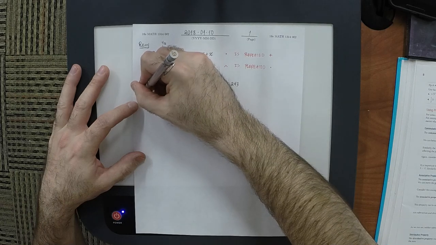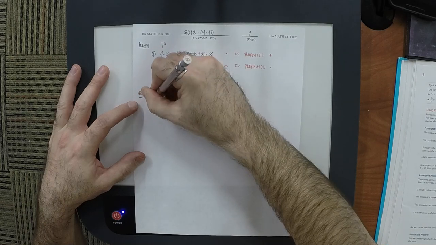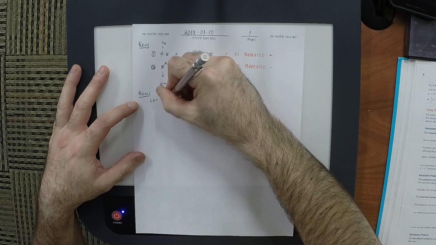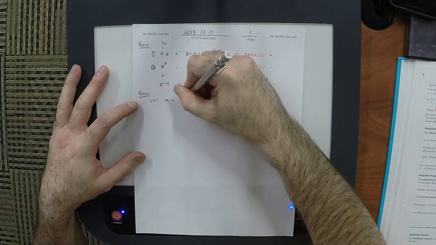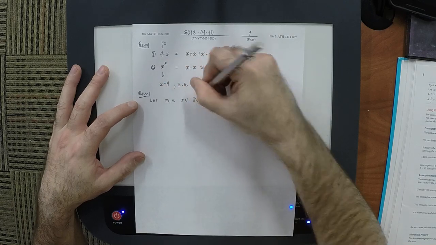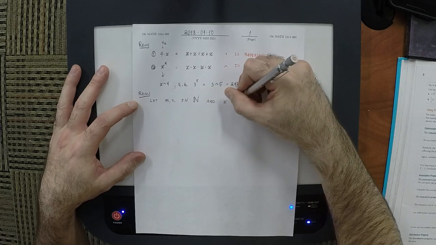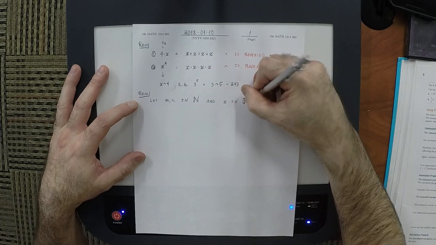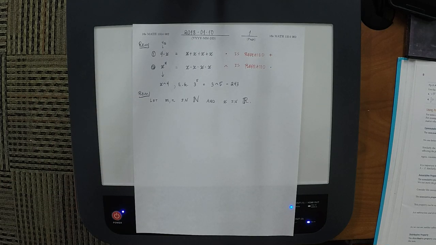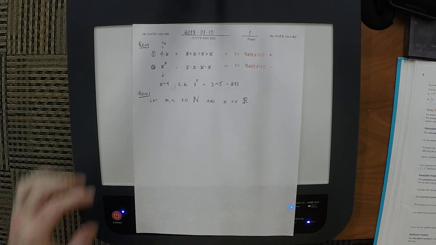Here we go. Remark. Let M and N be in the naturals, and X in the reals. So would someone please remind us what naturals are? The positive integers. Okay, and then the reals are just all the numbers, right? None of them are left out.